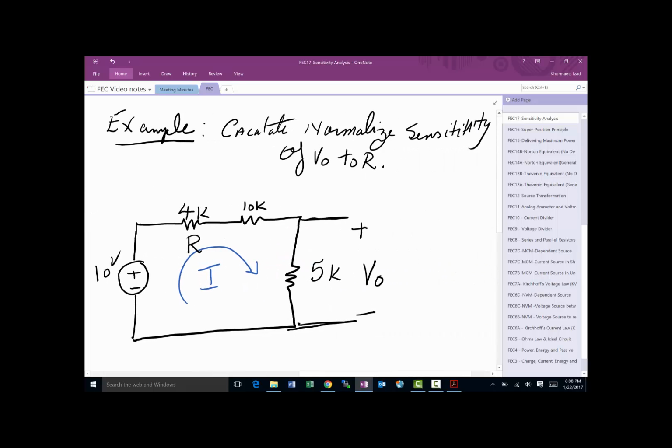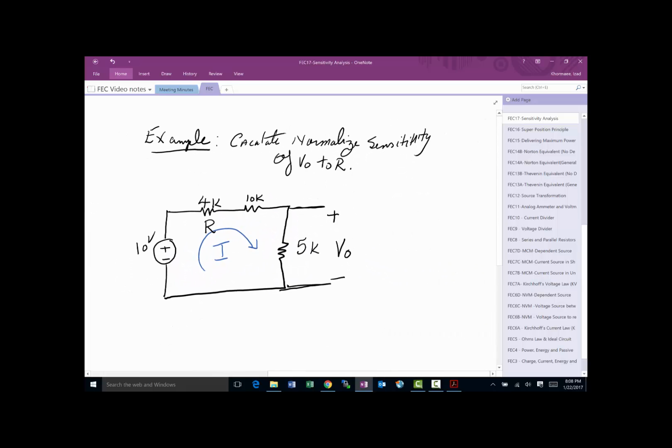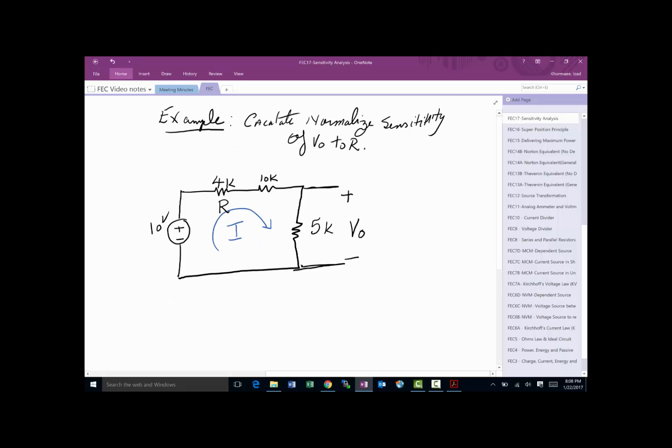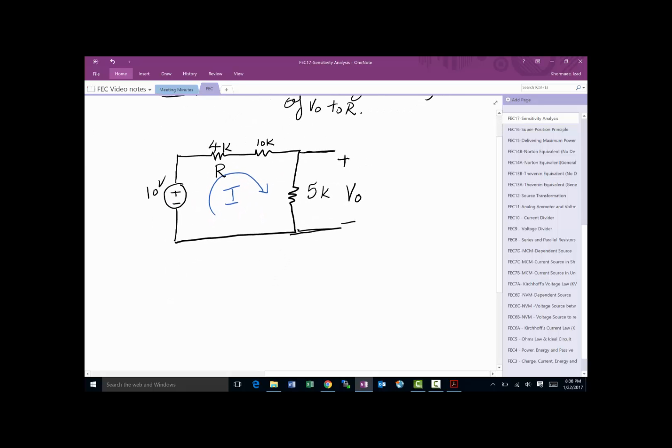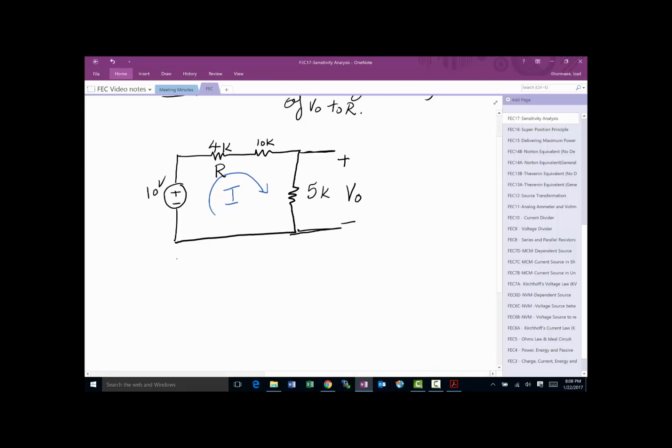To put that in more concrete terms, let's take a look at an example. Here's a circuit and we want to calculate the normalized sensitivity of the output voltage with respect to changes in R. It's a relatively simple circuit. First, let's assume R is 4K, and I'm going to find what V out is.